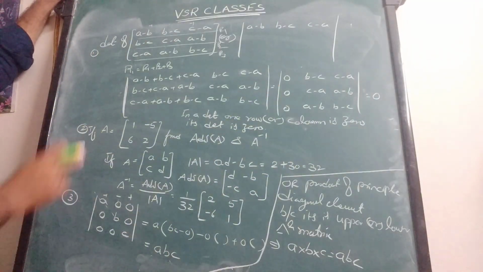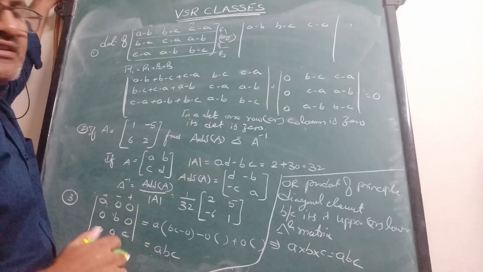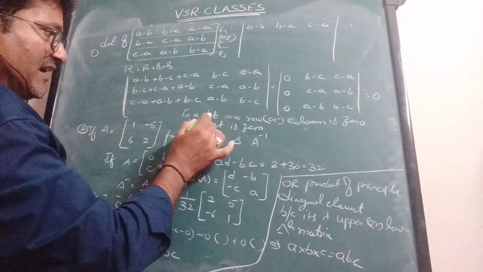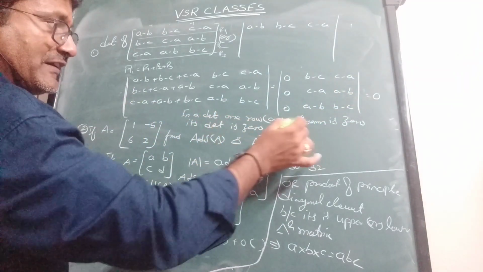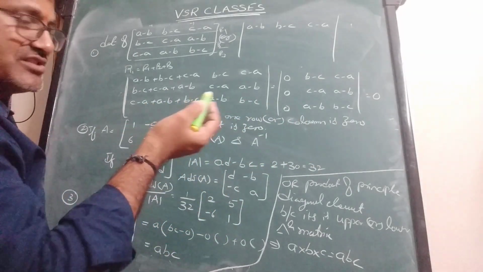Okay, have you understood this? Now 0 0 0 we got it, and the remaining values like this. What we have in a det, one row or one column. Det means determinant. Okay, I wrote it in shortcut. No problem if you write like this also, they will give the marks.